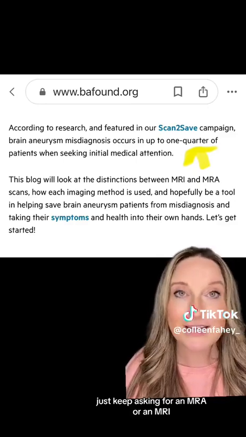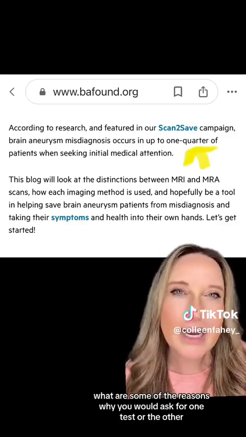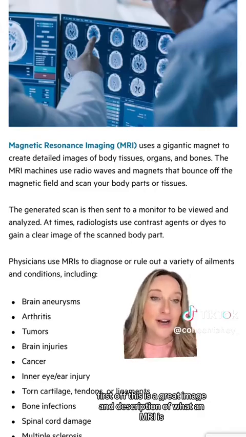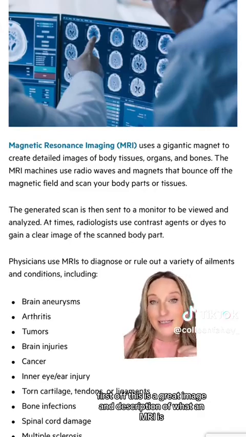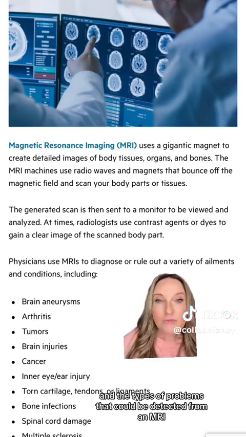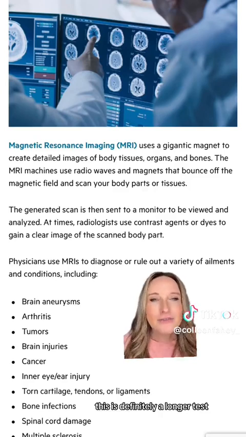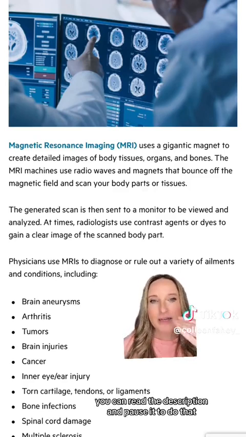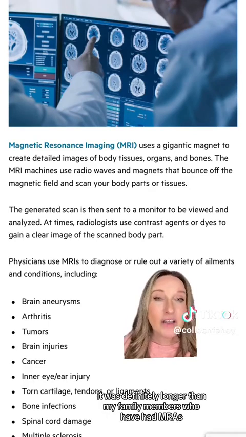Just keep asking. For an MRA or an MRI, what are some of the reasons why you would ask for one test or the other? First off, this is a great image and description of what an MRI is and the types of problems that could be detected from an MRI. This is definitely a longer test. You can read the description and pause it to do that. But for me personally, it was definitely longer than my family members who have had MRAs.